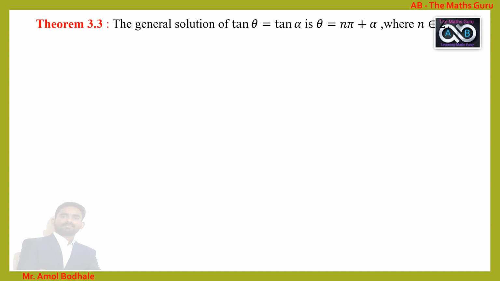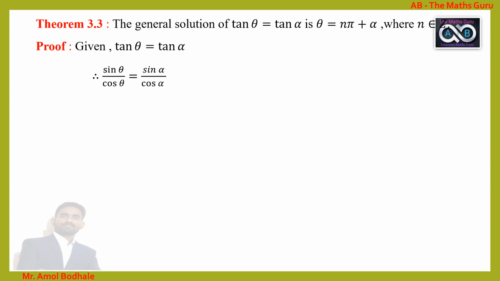Let's see the third theorem. The general solution of tan theta equal to tan alpha is theta equal to n pi plus alpha. So here given that tan theta equal to tan alpha. Now we know that tan alpha, this trigonometric function, is positive in first and third quadrant, or we can write this tan theta in terms of sine and cos.